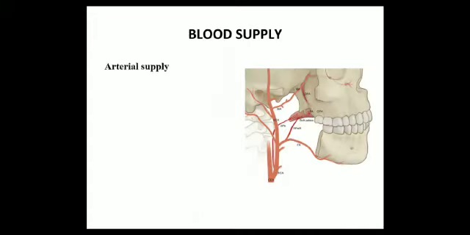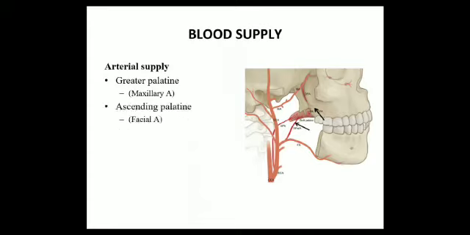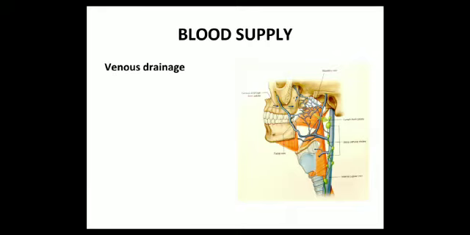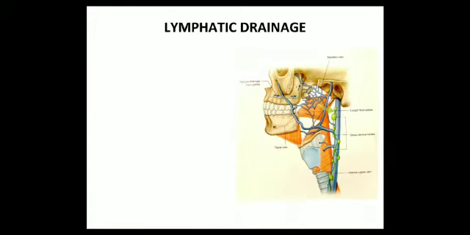The blood supply: the arterial supply is by the greater palatine artery, a branch from the maxillary artery, the ascending palatine, a branch of the facial artery, and the palatine branch of the ascending pharyngeal artery. The venous drainage is through the pharyngeal venous plexus through the paratonsillar vein. The lymphatic drainage is to the upper deep cervical nodes and the retropharyngeal lymph nodes.